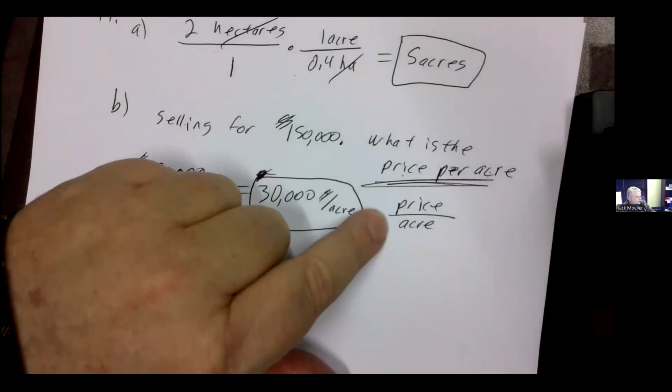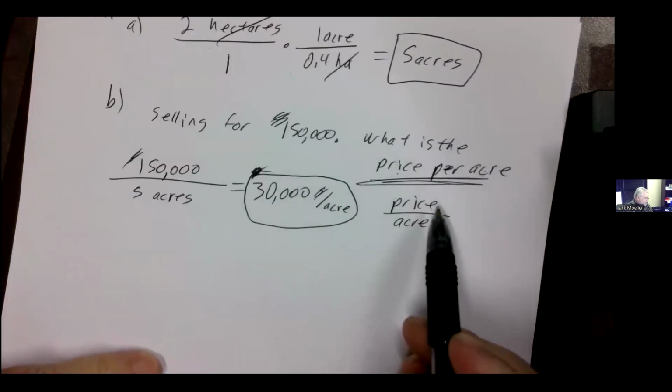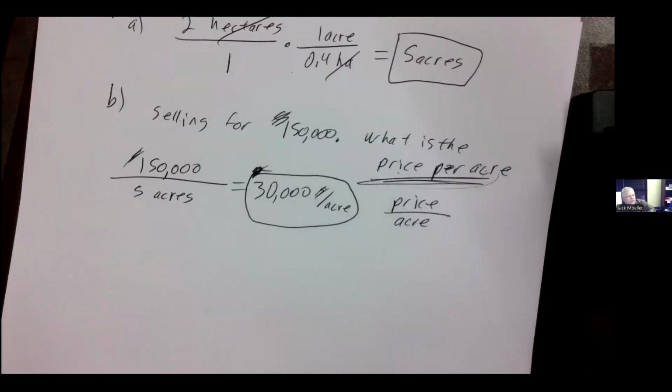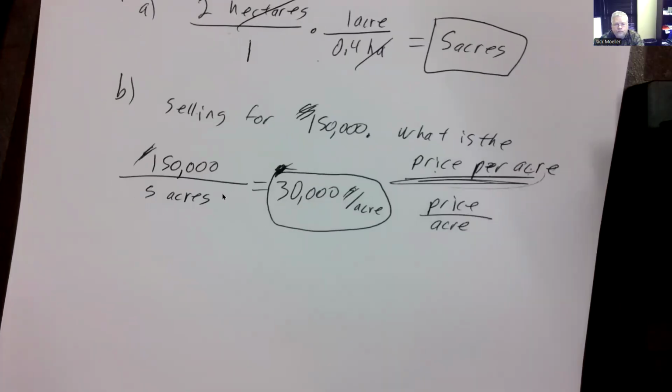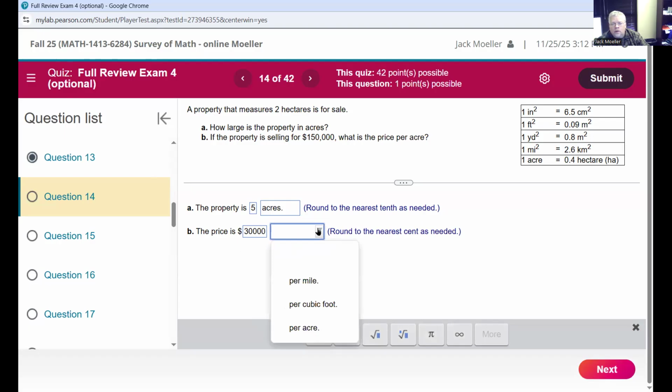So units can be your friends. Even if you had no clue how to set this up, that will give you the hint in the right direction. Now in MyMathLab, let's see how they want us to answer that. The property is 5 acres. The price is 30,000. And when you're looking here, it already has the dollars out front. So there's the dollars per acre. That's how they want you to answer that.